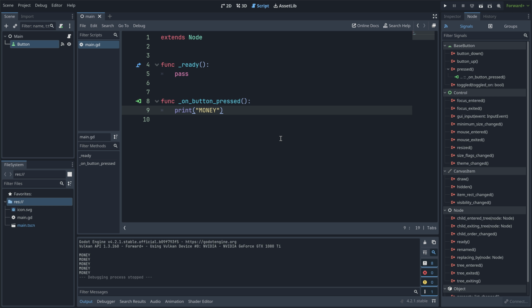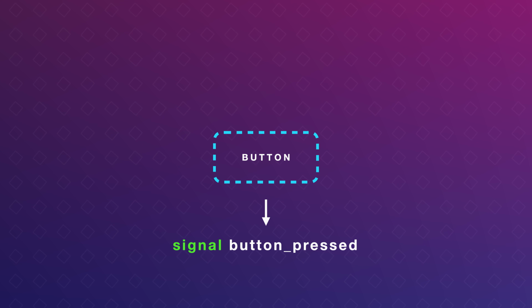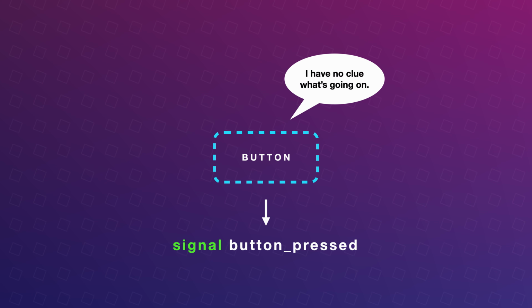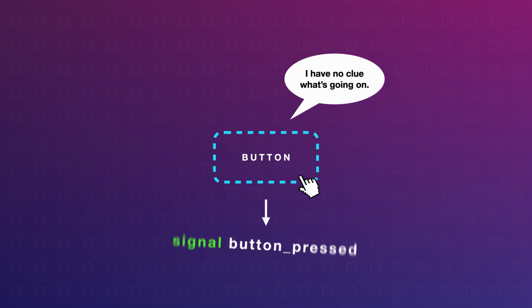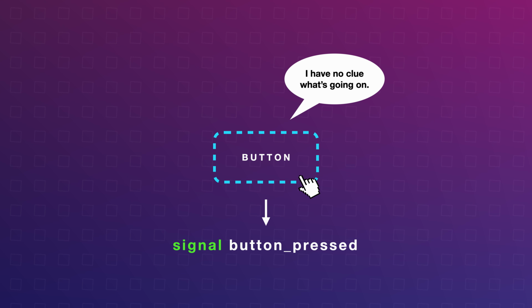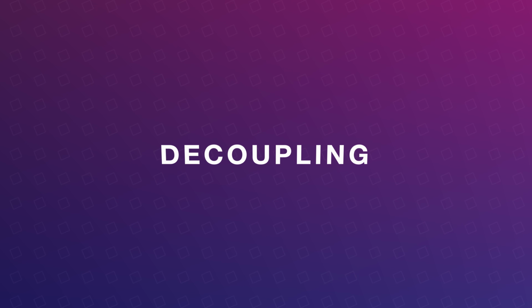We can connect as many functions as we want to a signal. They will all be called when it gets emitted. This is really cool because it allows us to link together nodes in a way where they don't have to be aware of each other. The button has no idea which functions are connected to the signal. It just tells it to emit. This makes signals great for separating different parts of our game, or decoupling.